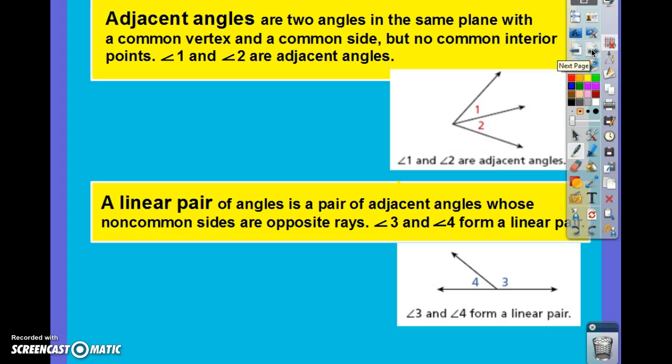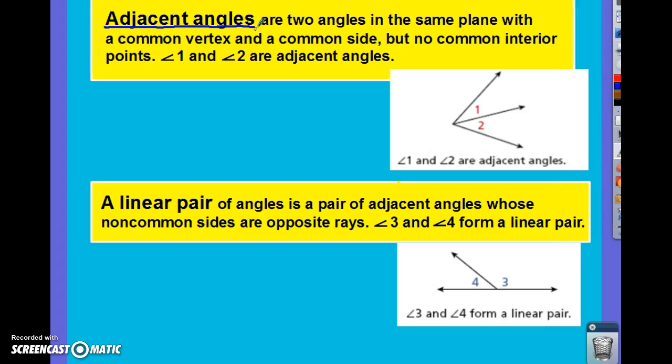So the first kind of angles we're going to talk about are adjacent angles. If I underline it, it goes in a blank. So adjacent angles are two angles in the same plane with a common vertex and a common side, but no common interior points. And it's telling us that angle 1 and angle 2 are adjacent angles. So this is a very nice definition, but what I want you to remember about adjacent angles is that they are next to each other, guys. Adjacent angles are next to each other.